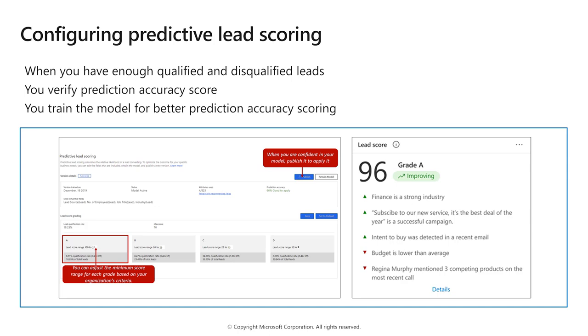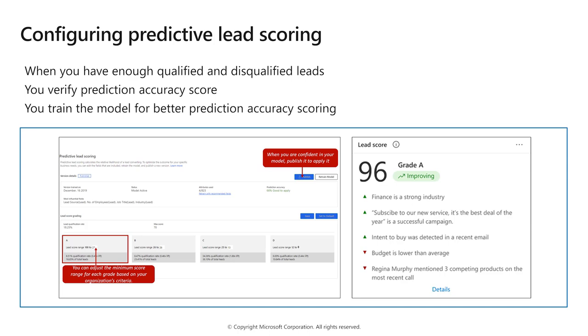Now, when I want to actually look at configuring predictive lead scoring, on a high level, you want to say: when you have enough qualified and disqualified leads, you verify the prediction accuracy score, and you train the model for a better predictive accuracy score. Now, you can adjust the minimum score range for each grade based on this process if you choose to. And you can see your lead score here. You can say what's happening with this, the finance industry is a strong industry, where are they in, and that sort of process.